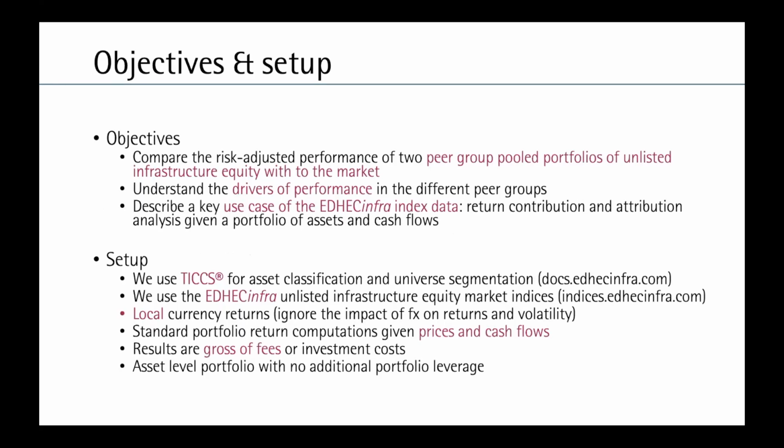Okay, the objectives of this analysis today. It's very simple. We want to understand how two peer groups of infrastructure investors perform relative to the market and to each other, and why they perform the way they do. A second, more prosaic objective is to demonstrate how you can use the EDHECinfra index data, which covers all the segments of the TICS classification, to perform a return contribution and a return attribution analysis on any unlisted infrastructure equity portfolio, including your own. In terms of setup, we will use the TICS taxonomy to categorize individual assets in each peer group.